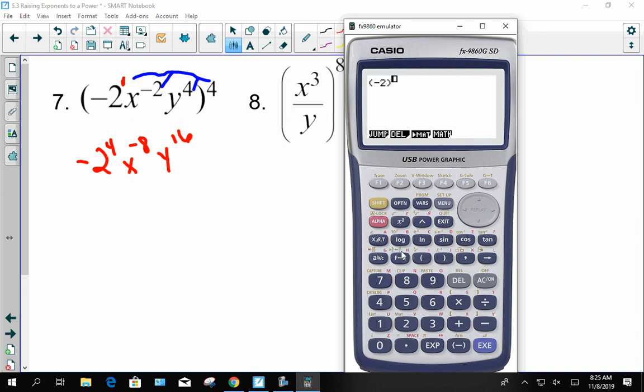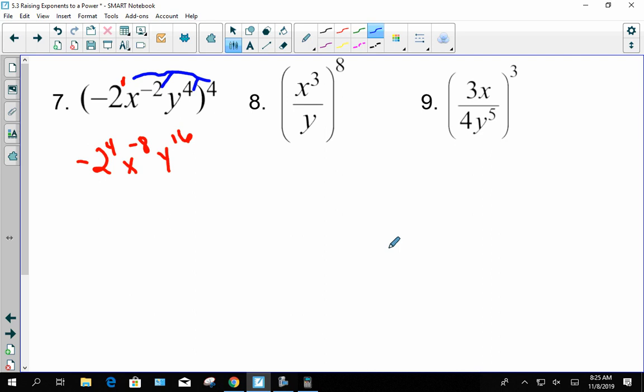So negative 2 to the fourth power actually equals positive 16. It's negative 2 times negative 2, which is positive, times negative 2, which is a negative, times negative 2, which is a positive. So you have to put positive 16, ladies and gentlemen. If you put negative 16, it's wrong. So this is 16, y to the 16th over x to the 8th. Okay?